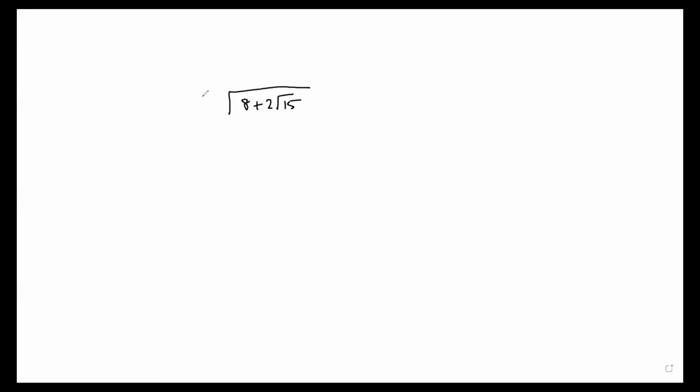Okay, so we're given this question here, and you want to find the square root of 8 plus 2 root 15. Okay, so we assume that the answer can be written in the form root x plus root y. The first thing to do is get rid of this square root sign. So we square both sides like that. Okay, and then we'll cancel the square.